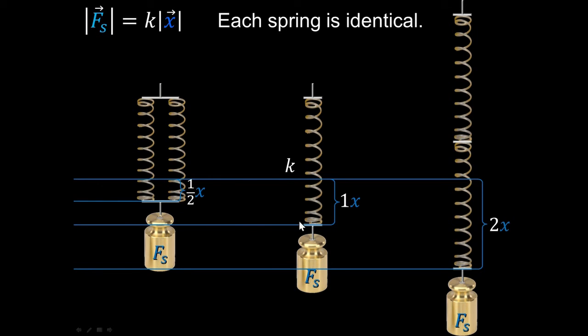So this weight here stretched the spring 1 unit, and it had a spring constant of K. This only displaced it half a unit, and that's because the spring constant was 2K. Here's what happens. The same amount of force only stretched it half the distance. That means the spring constant must have been twice as much. So the effective spring constant, with two of them in parallel, would be twice what one of them would have been.